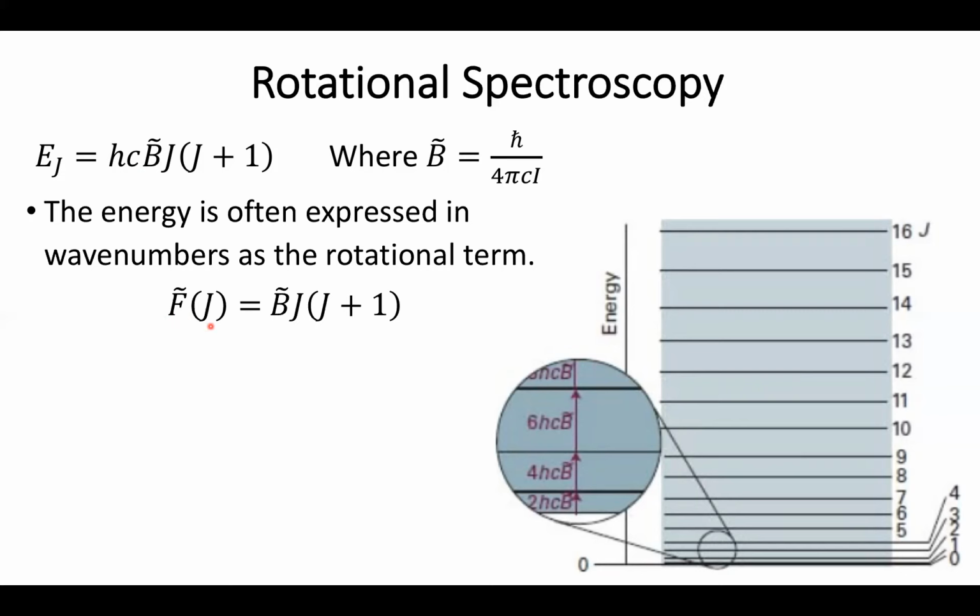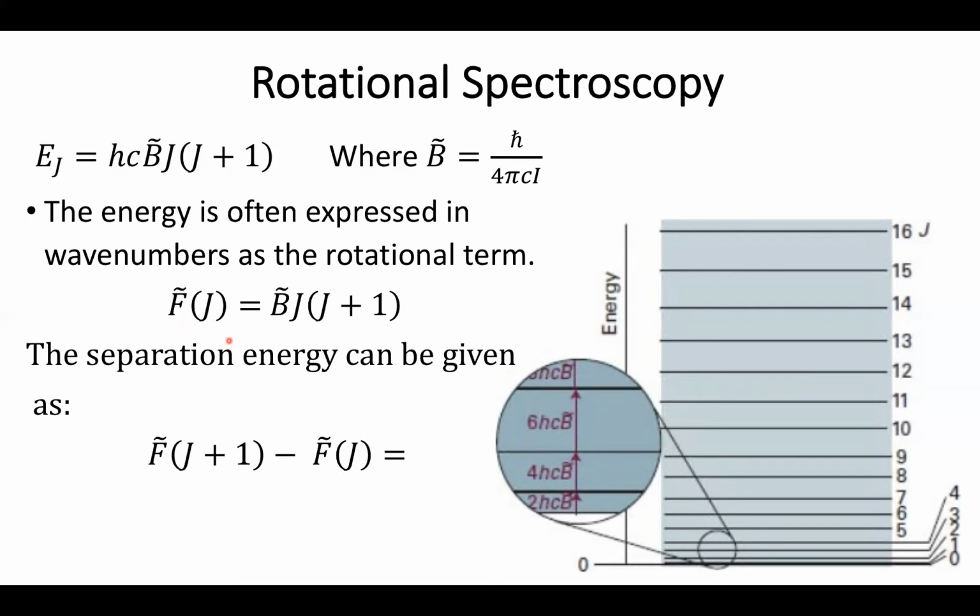However, this is spectroscopy, so we care very little about the energy states, and much more about the energy separations, or what wavelength or wave number of light is going to allow an excitation. So if I'm looking at adjacent states, the separation energy can simply be given by my initial state, F of J, and my final state, F of J plus 1.